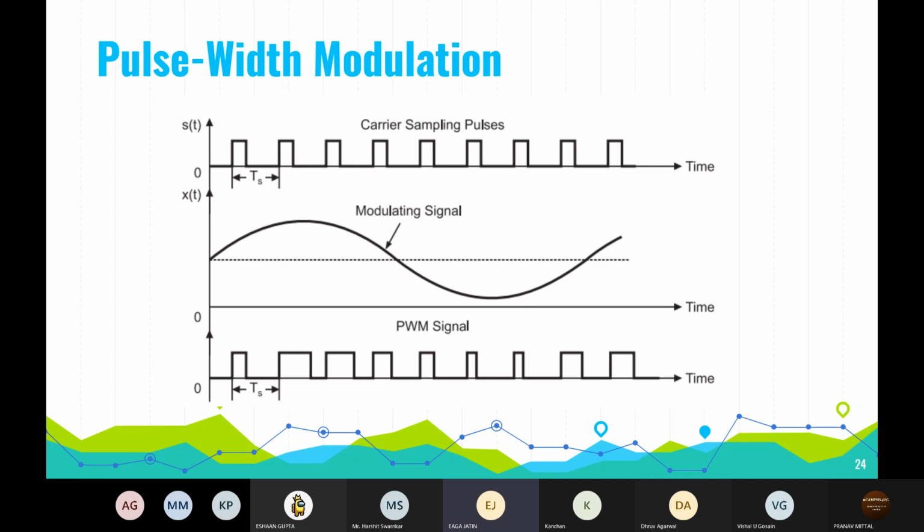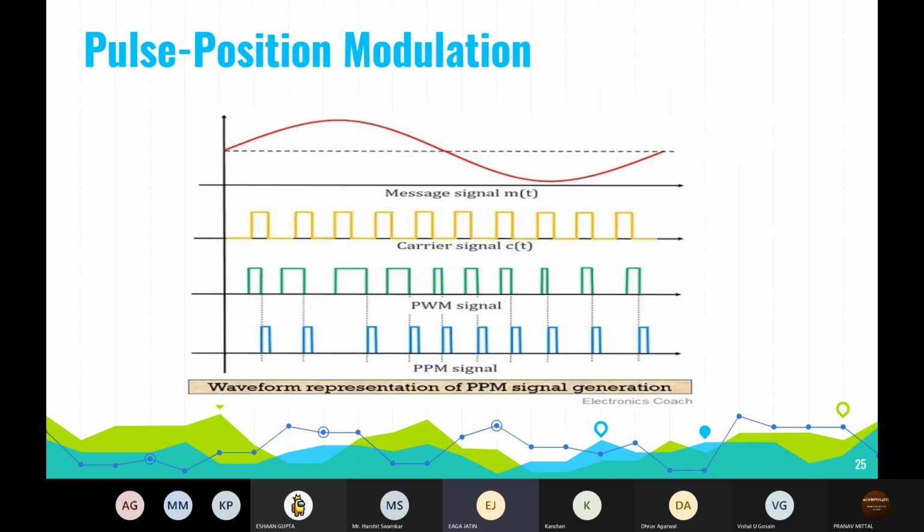Similarly, in the case of pulse position modulation, the width and the amplitude of the pulse will remain fixed, but the position of the modulated signal will change according to the input signal. So at each rising edge, the message signal is sampled, and based on the amplitude of the input signal, the position of the modulated signal will change. As you can see in the graph, you would easily understand.